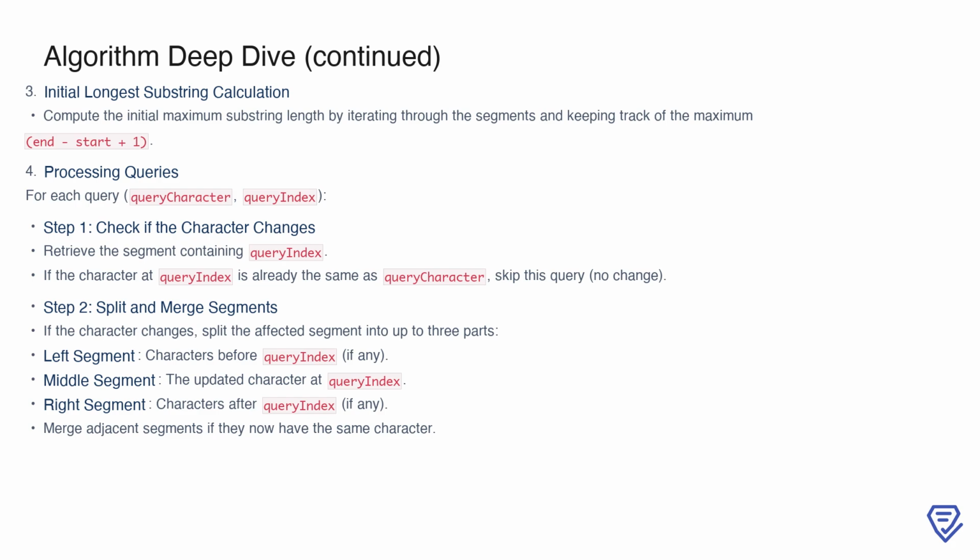If the character does differ, we split the segment containing the query index into up to 3 parts: a left segment for characters before the index, a middle segment for the updated character, and a right segment for characters after the index. Once the split is done, adjacent segments are merged if they now contain the same character, ensuring that the representation remains optimal and compact.